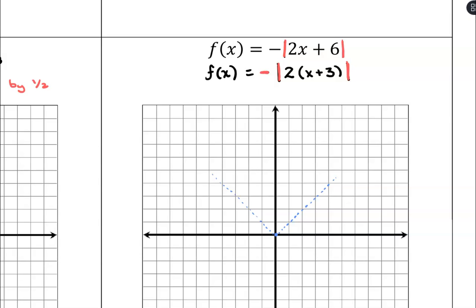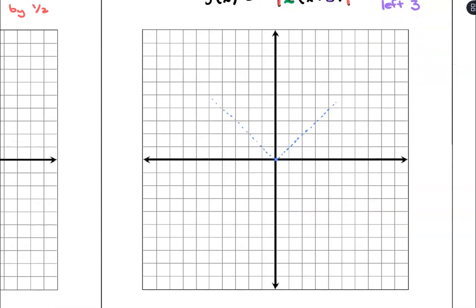With the negative out front, that's going to be a reflection of our y coordinates. So it's going to be a reflection over x. And then the 2 inside is going to be our horizontal compression by 1/2, because we want to use that reciprocal. And then the 3 that's inside, because it's a +3, will be moving left 3 units.